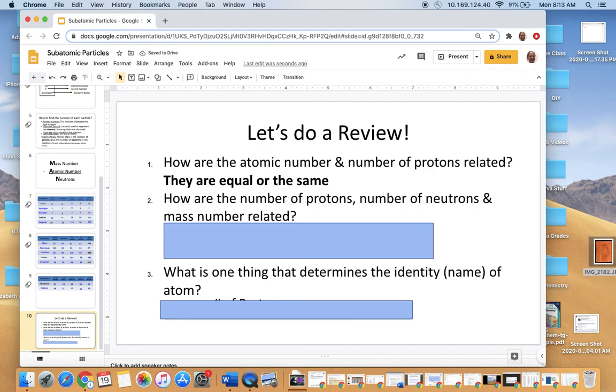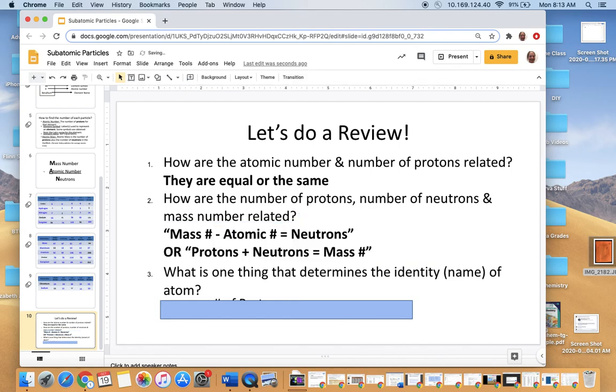How are the number of protons, number of neutrons, and the mass number related? If you said mass number minus the atomic number, which is your protons, equals your number of neutrons, or protons plus neutrons is your mass number, you are correct. This one does take practice. If you're using the periodic table from the Massachusetts Comprehensive Assessment System, it's the top number minus the bottom number, but don't get in the habit of that because every periodic table is slightly different.